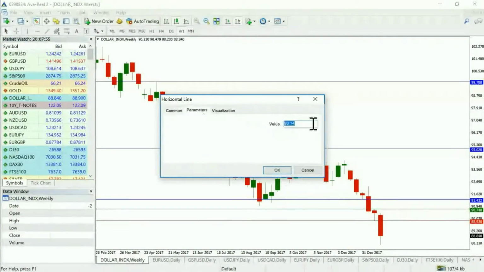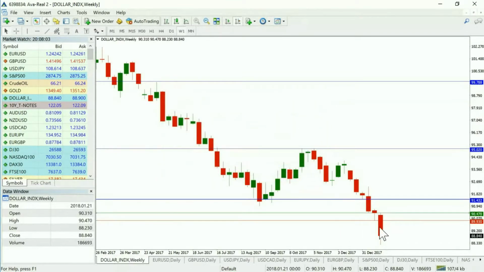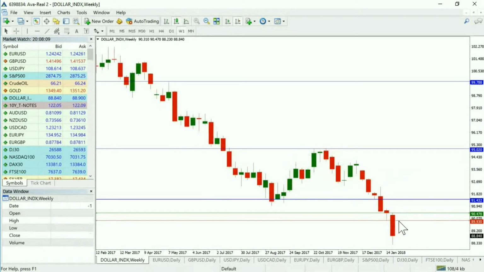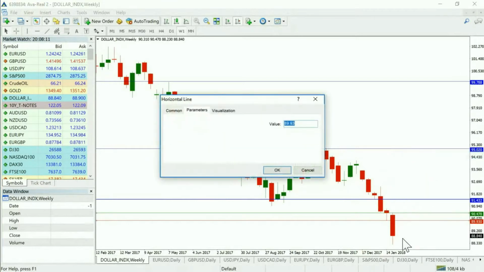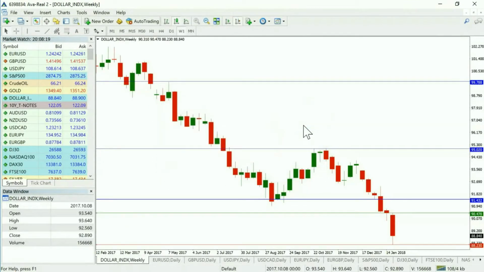Parameters, 90.470. So that's the high, and we'll also monitor the low of this market, which is 88.23. So I'll just change this level here. 88.230, and there is the low. So that is simply all we're doing, and it's a good way, like I said, to add confirmation to whatever particular trade we happen to be taking throughout the week.